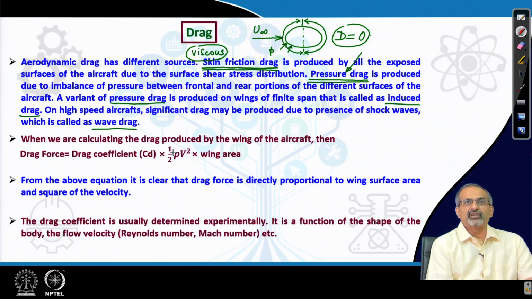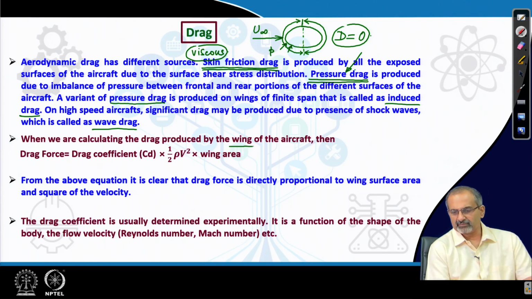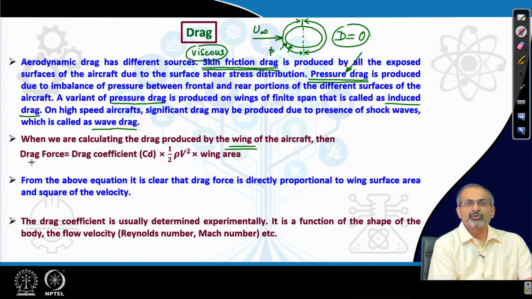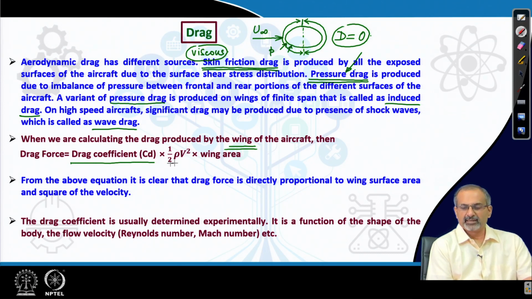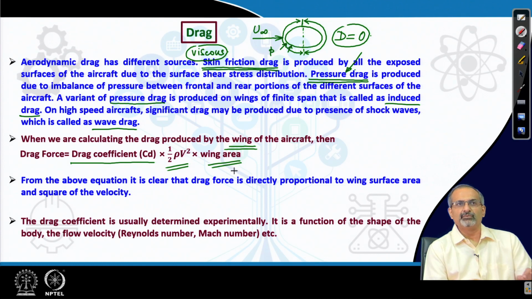When we are calculating drag produced by the wing of an aircraft, how would we express the drag force? We will say that it has a drag coefficient which can be multiplied by the dynamic pressure, half rho v square, times the wing area in order to give us the drag force, which basically means that the drag force is proportional to the wing surface area and to the square of the velocity. So, this relationship is somewhat similar to the lift force represented in terms of CL, which we discussed earlier.